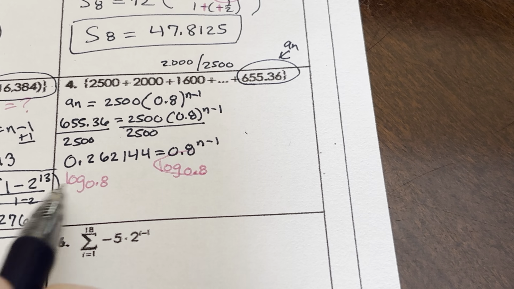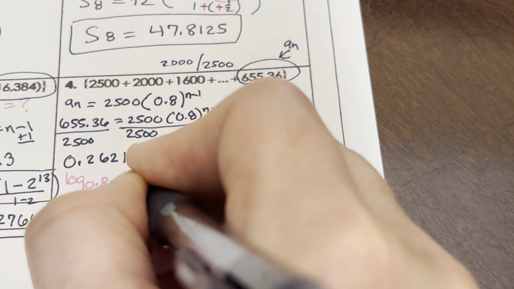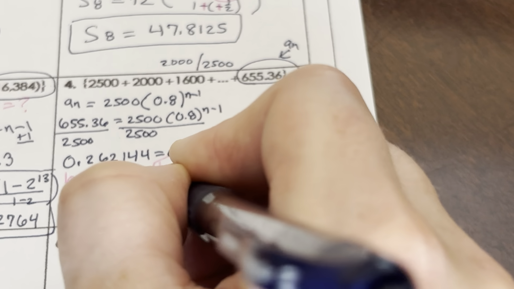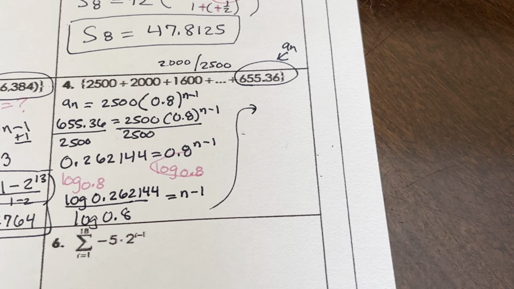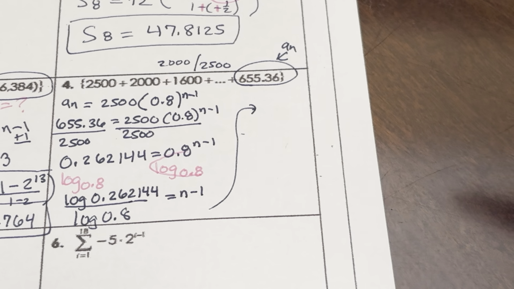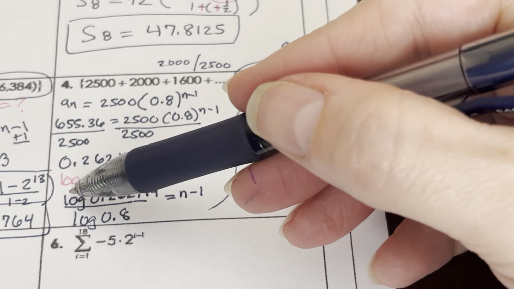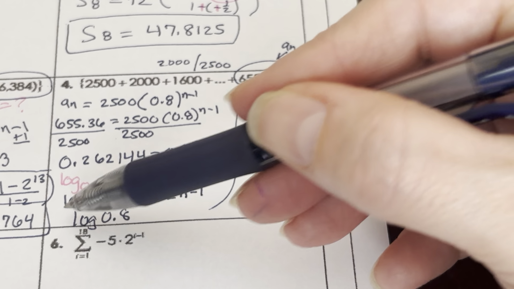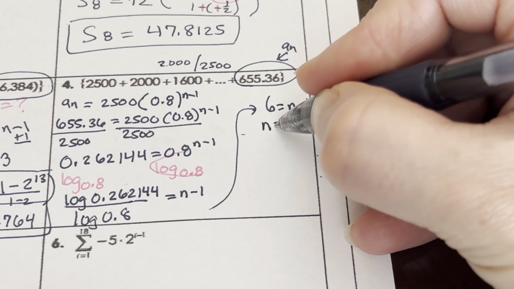So remember, the base goes on the bottom, so it's going to be log of 0.8 on the bottom, and then log of that 0.262144 on top. That's going to equal n minus 1. You're going to put all that in the calculator, and luckily, this whole thing just ends up giving you a 6. So 6 equals n minus 1. Make sure you put log of this, hold on to that long decimal, and divide it by log of 0.8. So don't shorten it. Use the entire decimal in your calculator. So if you add 1, you get n is 7.